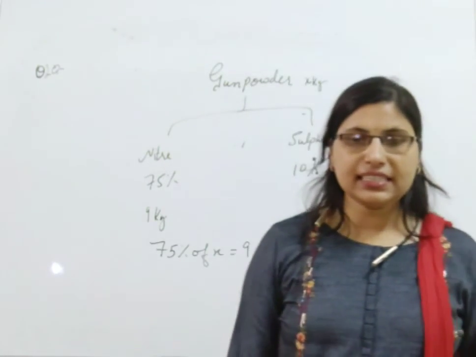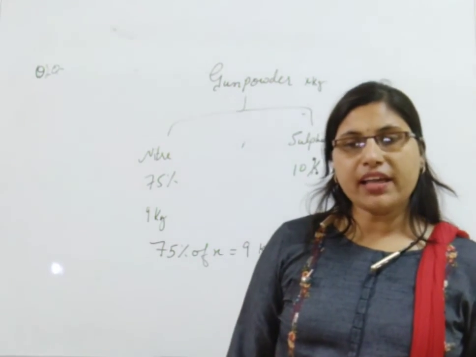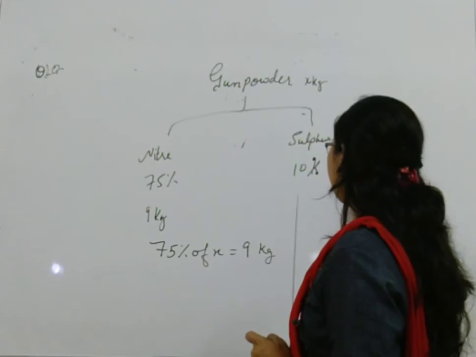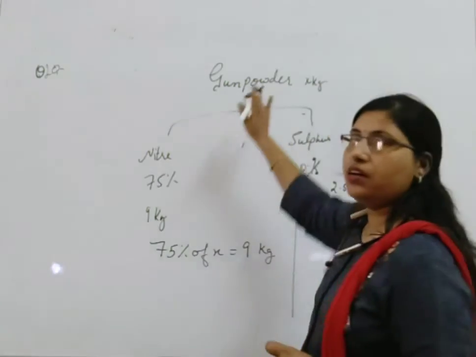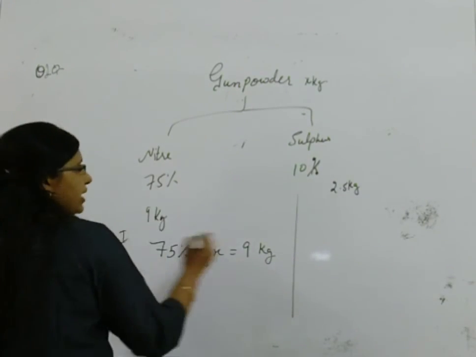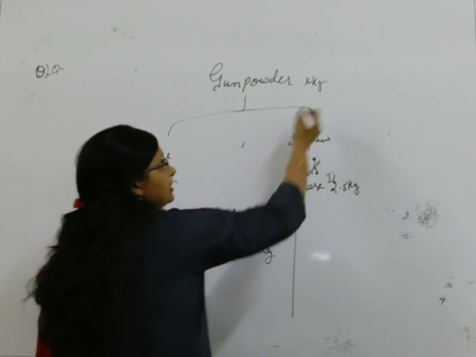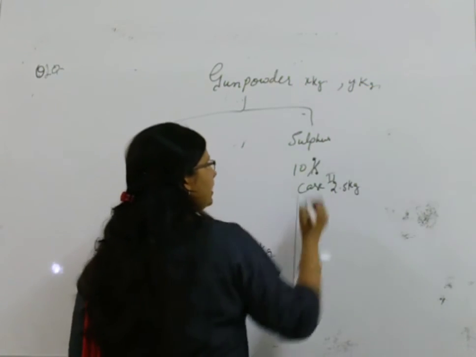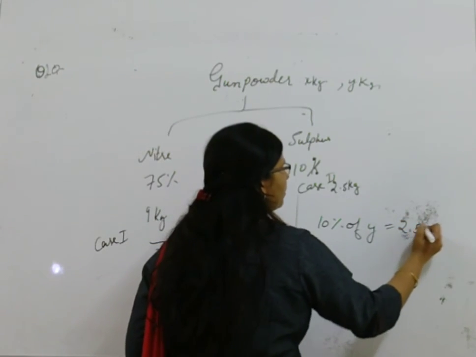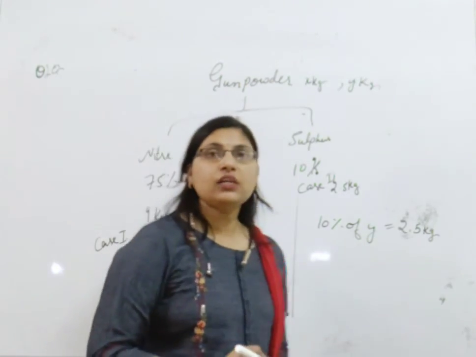And in the second case, it is said: what amount of gunpowder would contain 2.5 kg sulfur? So if sulfur is 2.5 kg, how can we find out the quantity of gunpowder? So this is case second. So here we can write case first and here we can write case second. Now if in the second case the amount of gunpowder is y kg, we can calculate 10% of y is equal to 2.5 kg. So the value of y will give you the gunpowder. So here are two cases.